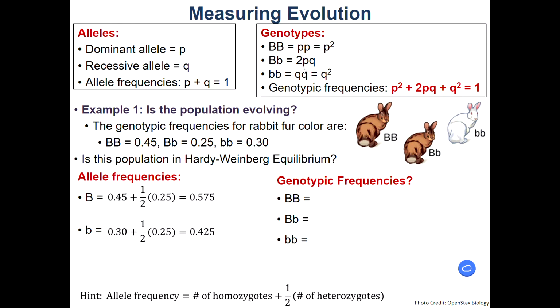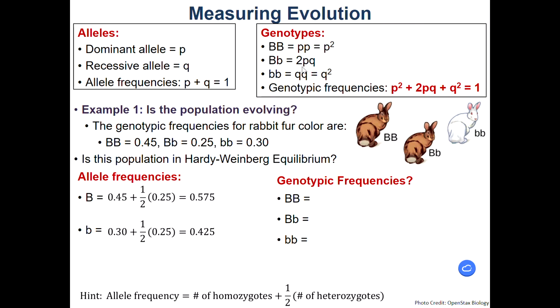Now, what we need to do next is, knowing our allele frequencies, if these are our allele frequencies, what is our genotypic frequency supposed to be if we are in Hardy-Weinberg equilibrium? This is when we want to use our Hardy-Weinberg equation, because this equation, when it equals 1, tells us that we are not evolving. So we've already done this.